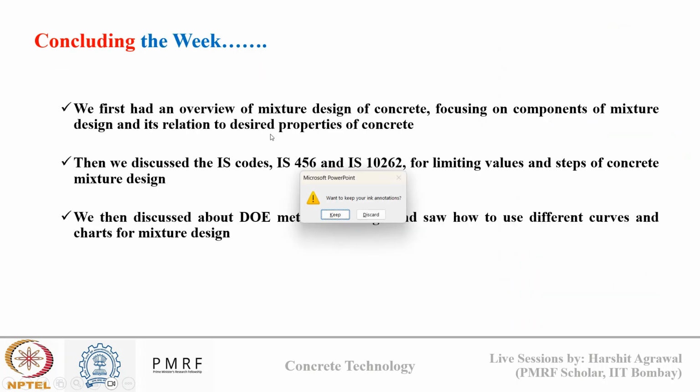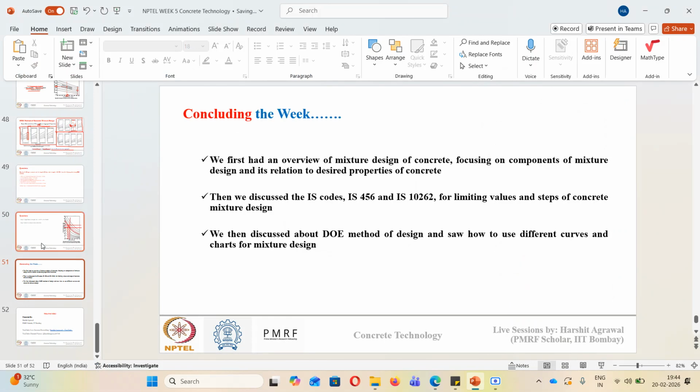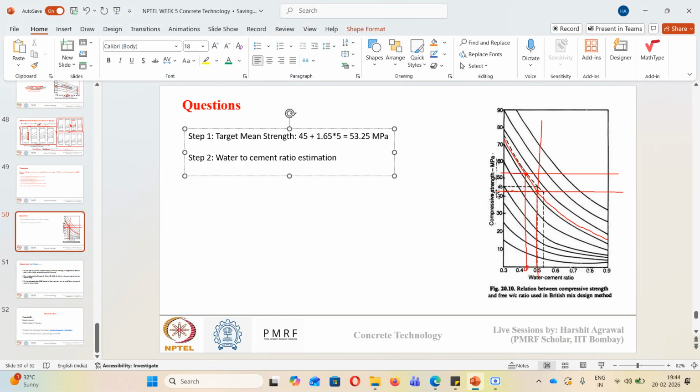Okay, so suppose my W by C ratio required is coming out to be 0.42. Okay, so suppose from this method I get W by C ratio of 0.42. Okay, now step 3 will be water content estimation.